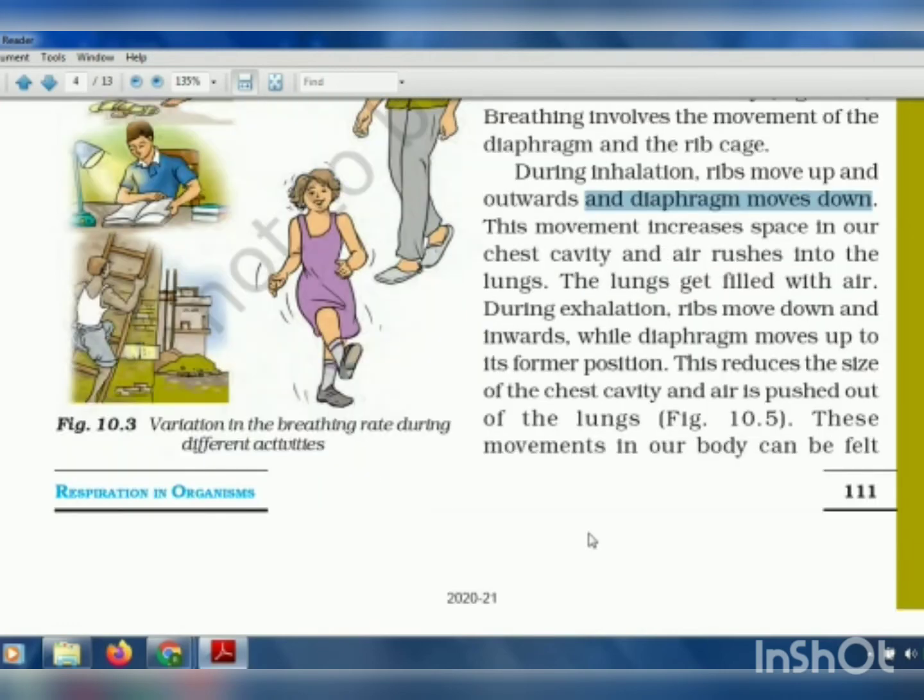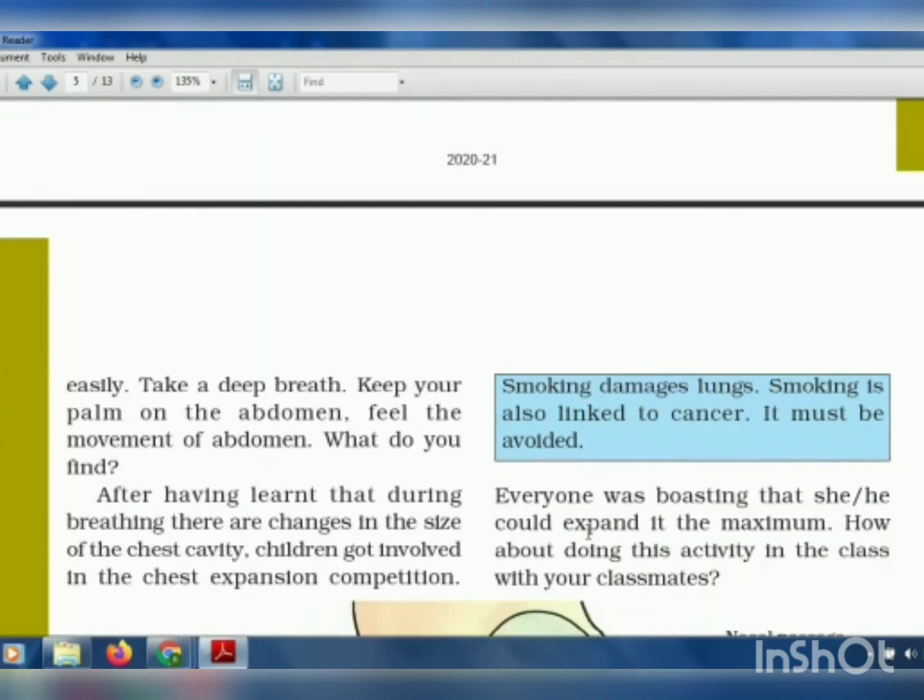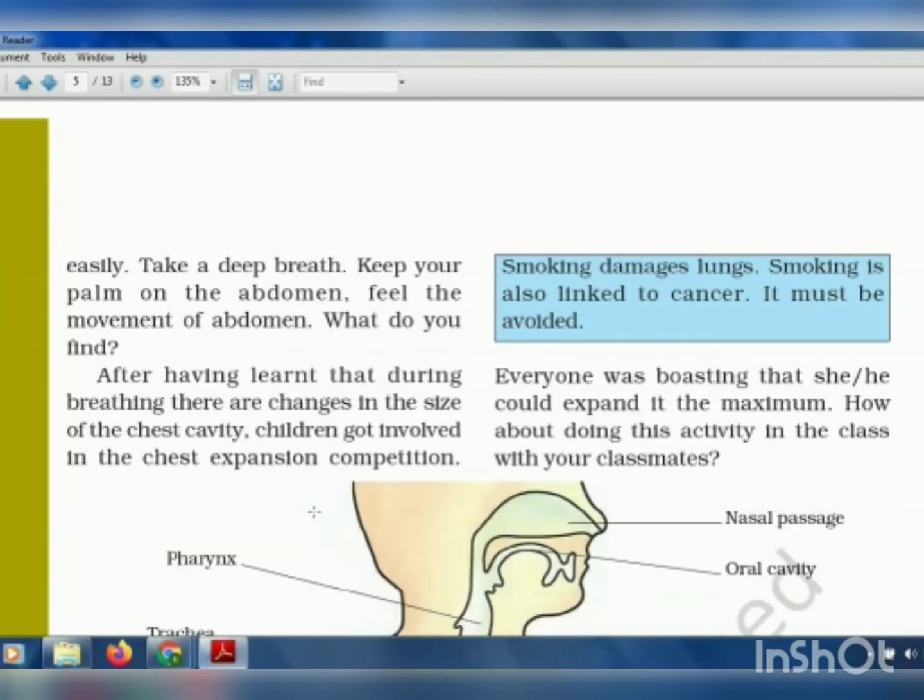So these movements in our body, we can feel it when we take a deep breath. When you take a deep breath, you have to keep your palm on the abdomen, that is the lower part of your stomach, and then you can feel that your diaphragm is moving down and your ribs are moving up. And when you release your breath, at that time you can see the diaphragm is again moving up and the ribs are coming down. So you can feel these things.